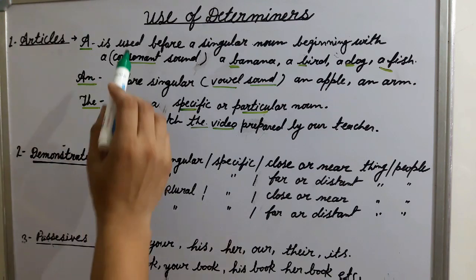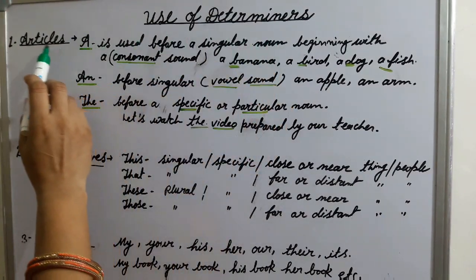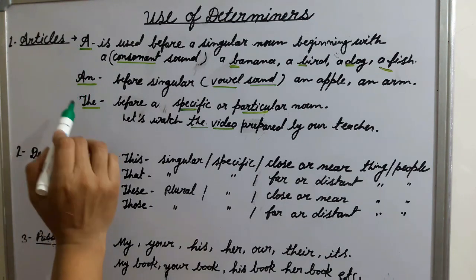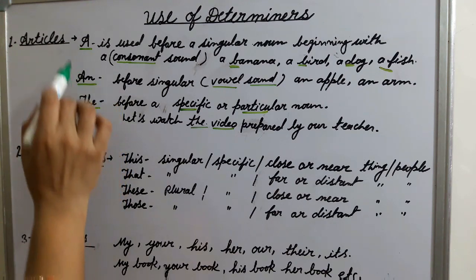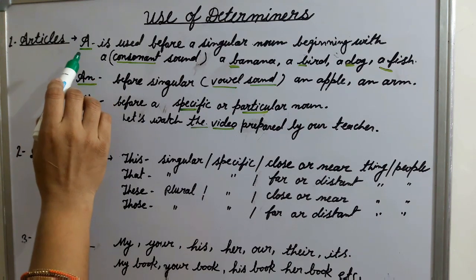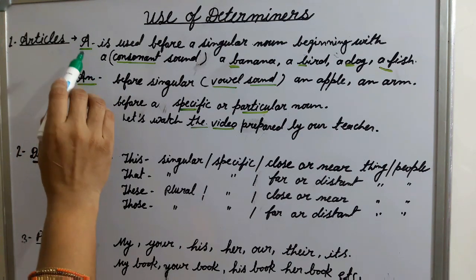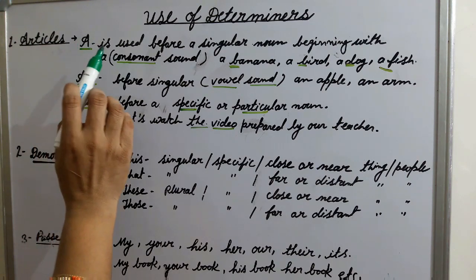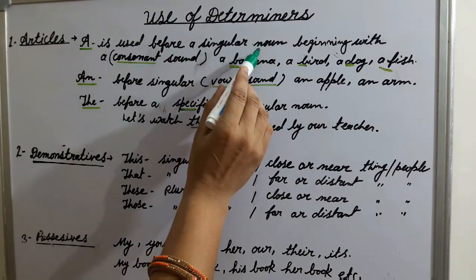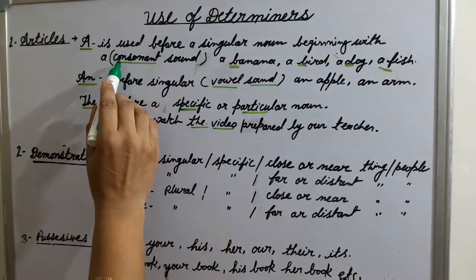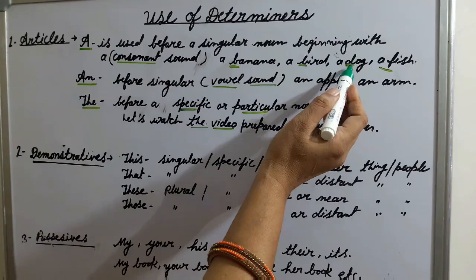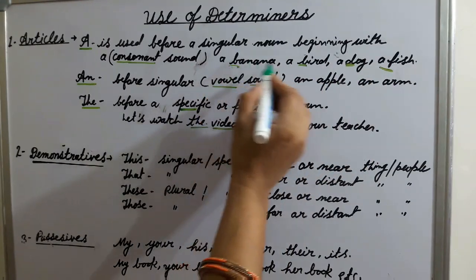Now we will discuss the use of determiners. We will start with articles. A, An, the. There are 3 articles. A and An are indefinite articles because both of them are used before an indefinite noun. A is used before a singular noun beginning with a consonant sound like a banana, a bird, a dog, a fish. All these are consonant.